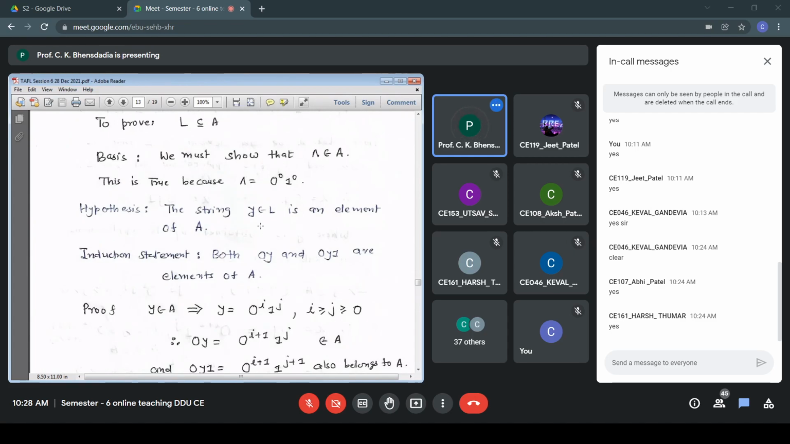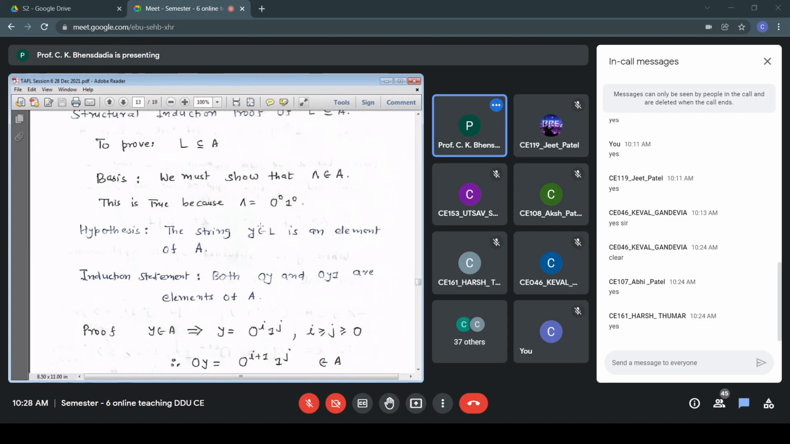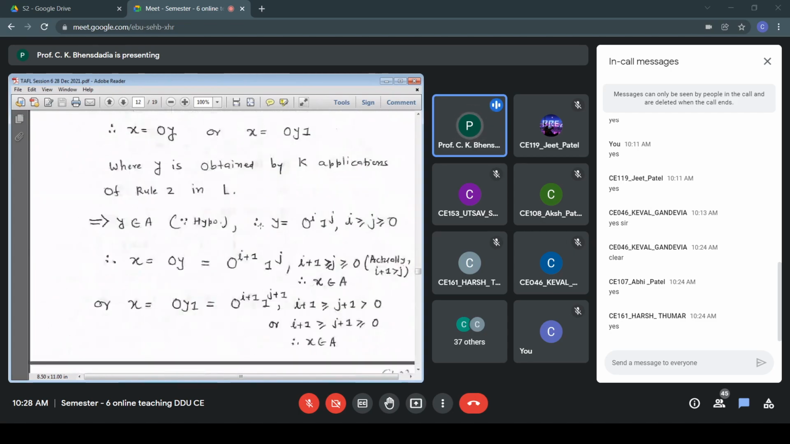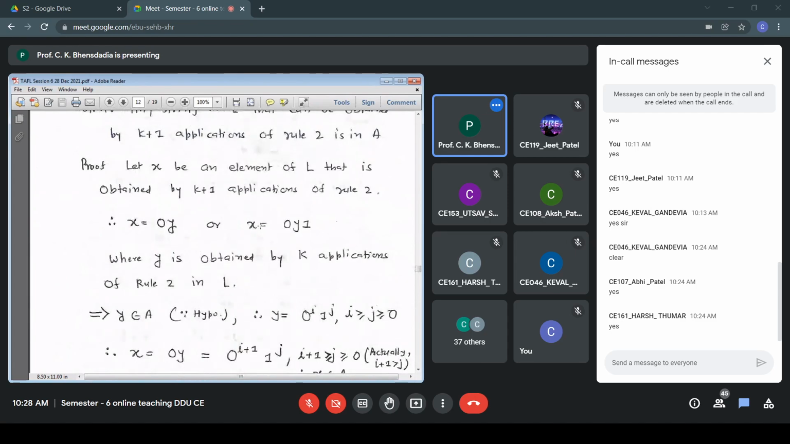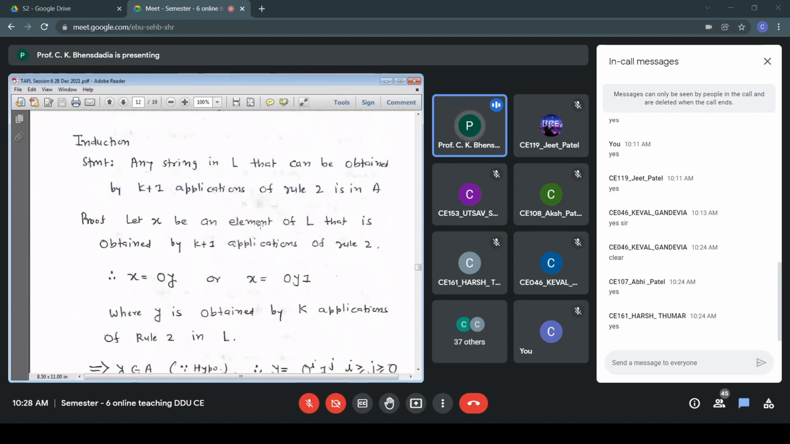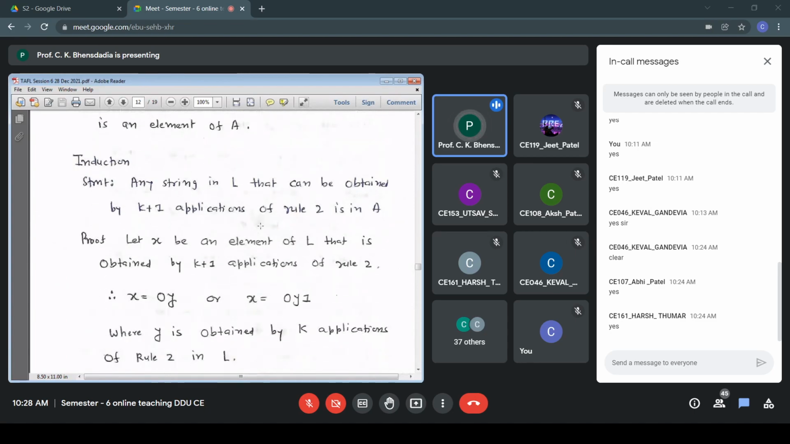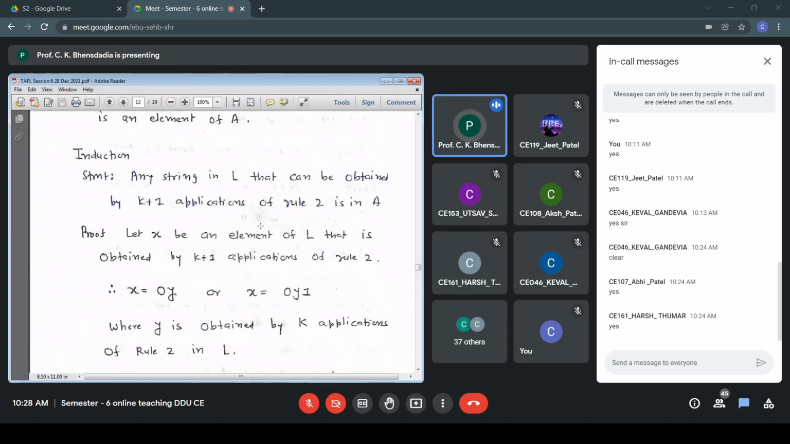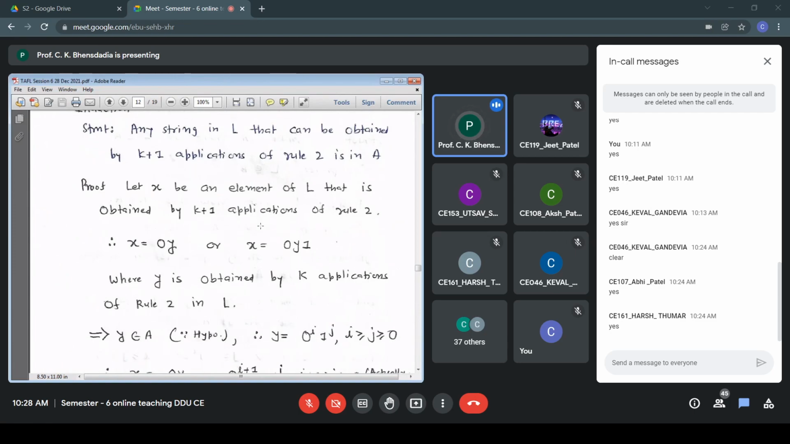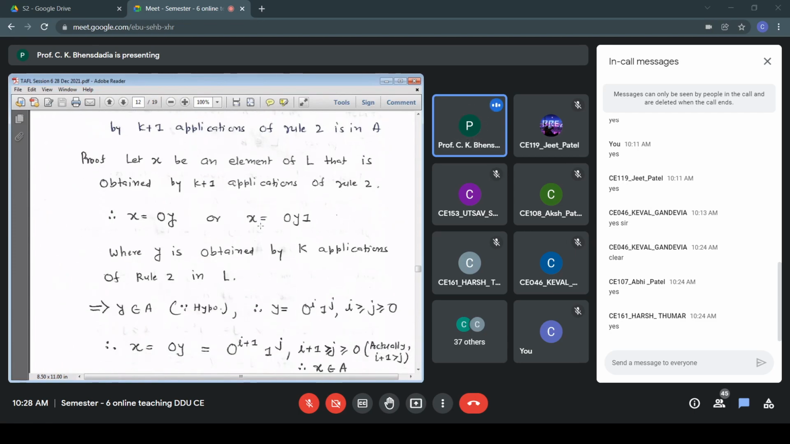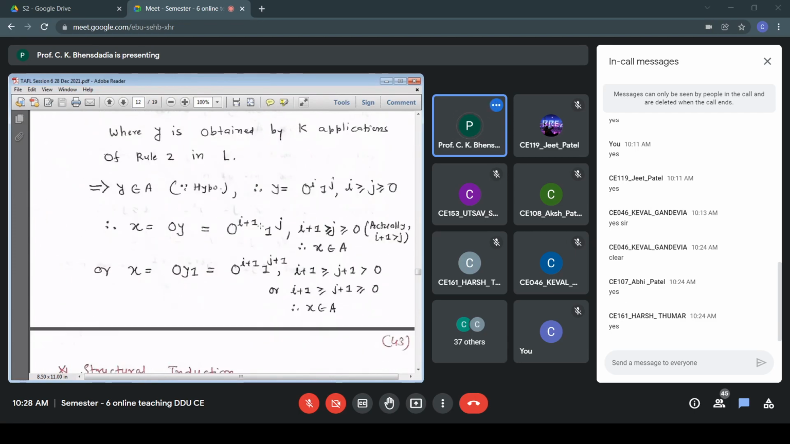Y belongs to L. Y is an element of A. That is the hypothesis. So y equal to 0 raised to i, 1 raised to j. Same proof. Absolutely no change in the proof. Same here. Here we categorically show that y is obtained by k applications of rule 2, using the hypothesis, y belongs to A. And then we talk about the structure. Here directly we talk about the structure.